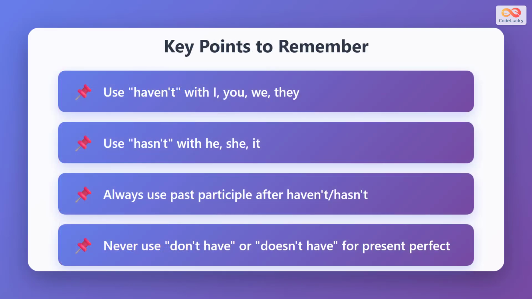Let's review the key points. Use haven't with I, you, we, and they. Use hasn't with he, she, and it. Always use the past participle after haven't or hasn't, and never use don't have or doesn't have for present perfect. If you remember these 4 points, you'll be able to form present perfect negative sentences correctly every time.